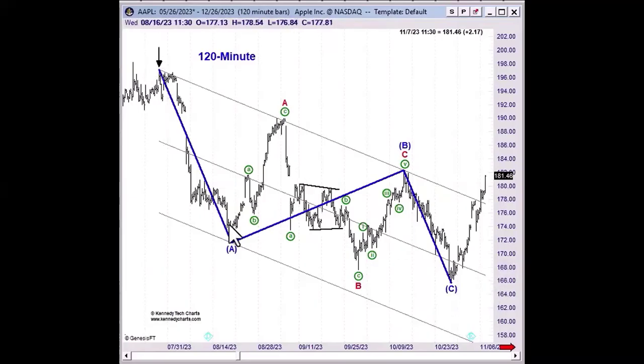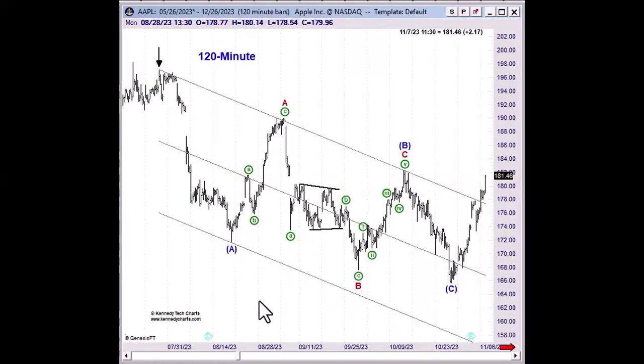So here's our 5-3-5 pattern to the downside, A, B, and C. Now, what could be potentially confusing is the B wave. The reason the B wave is confusing is because your wave B took the shape of a running flat.